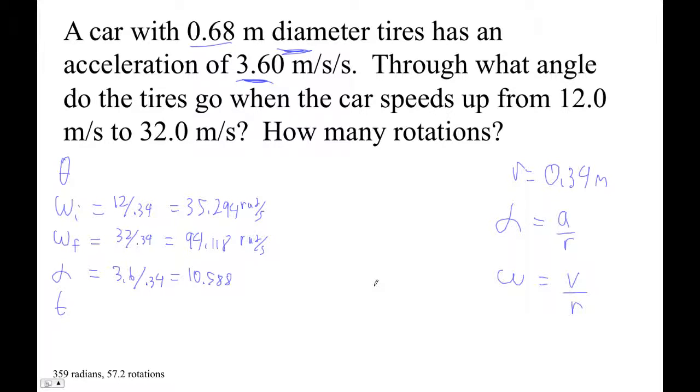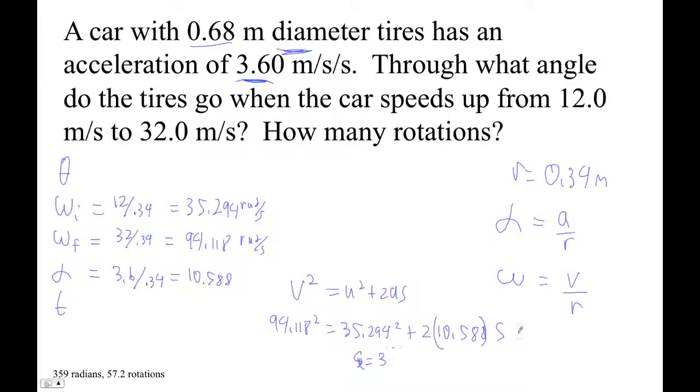And then we want to know what the angle is. So I guess we'd use no t. So v squared is u squared plus 2as. So 94.118 squared is 35.294 squared plus 2 times 10.588 times the displacement. So that guy squared minus this guy squared is that, and then divide by 2, divide by that. I love this up arrow thing on the calculator. Okay. And I get 359.47.